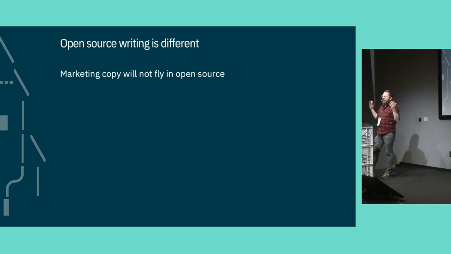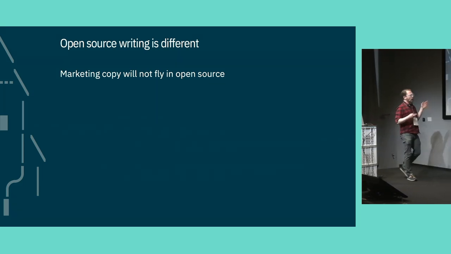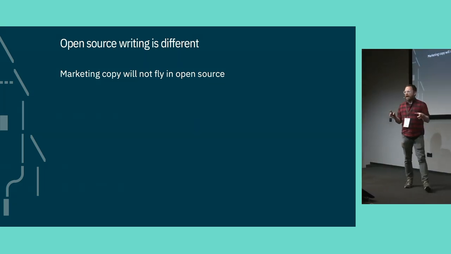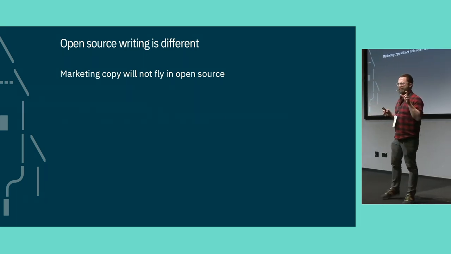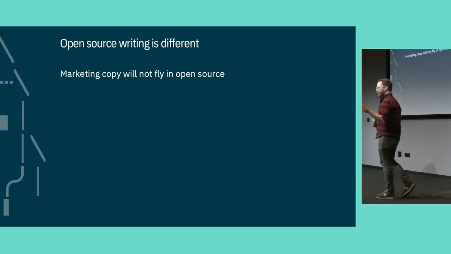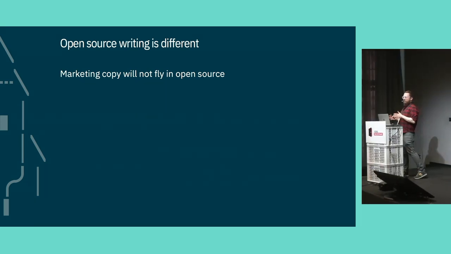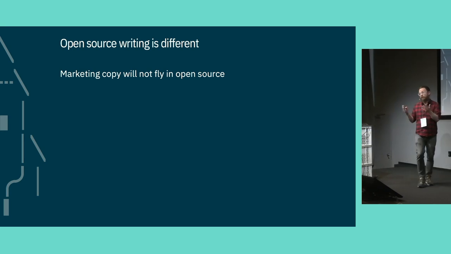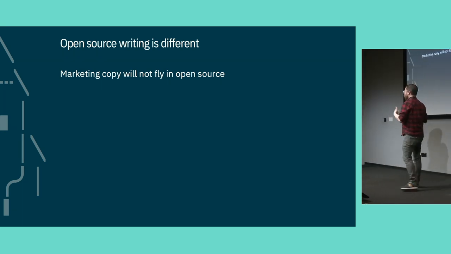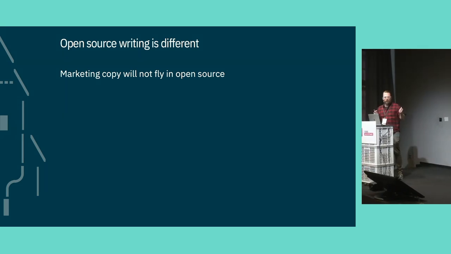Functionally, writing in open source is different. Marketing copy will not fly in open source. So if you've ever looked at something and gone, wow, that doesn't look like it makes sense, a lot of times it's something where they took some marketing copy and tried to use it in an open source project, and it just looks wrong. And the reason is the goals are different, right? Marketing copy is generally there to sell you something or to get you to do something that involves some sort of exchange. Open source doesn't have that.